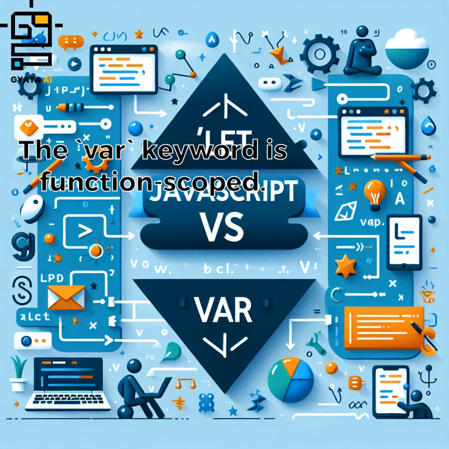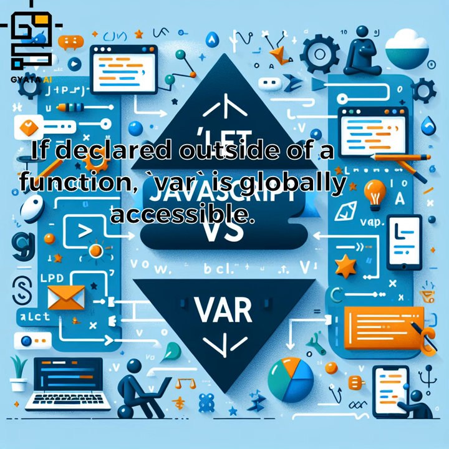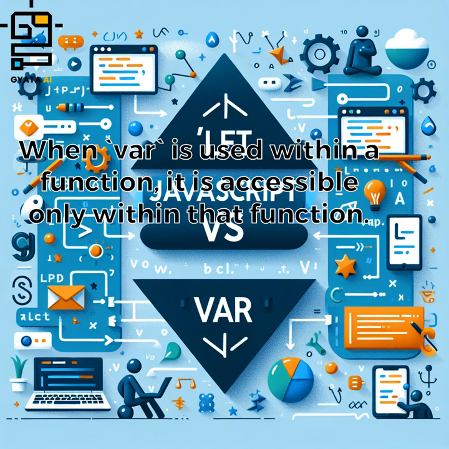Understanding var. The var keyword is function scoped. If declared outside of a function, var is globally accessible. When var is used within a function, it is accessible only within that function.